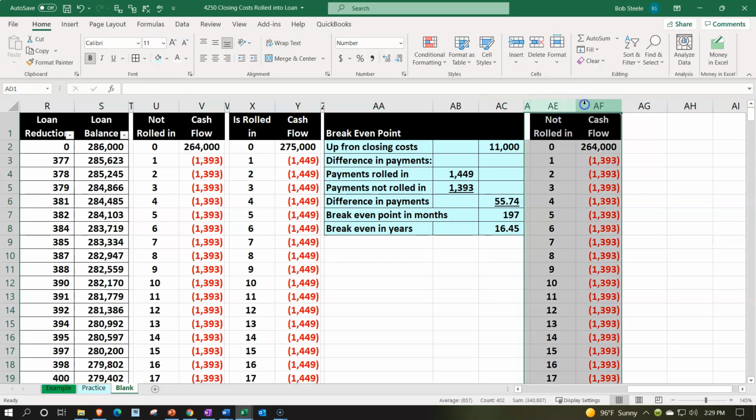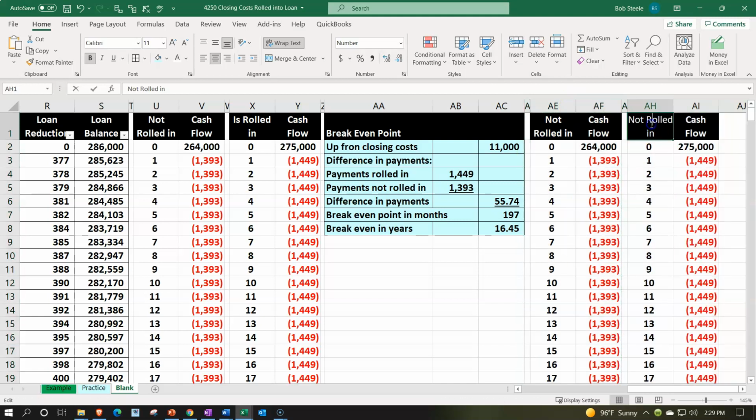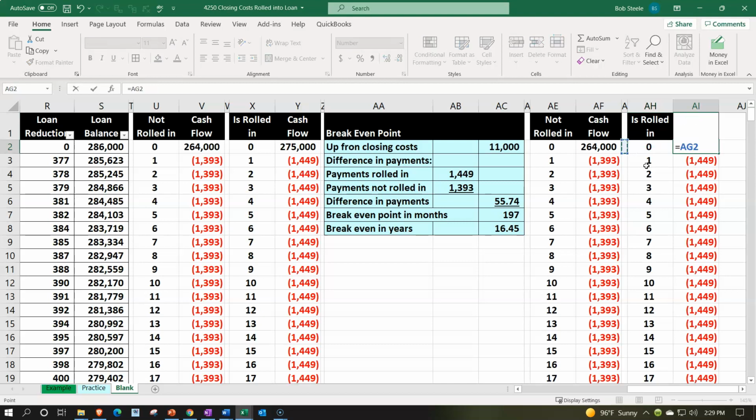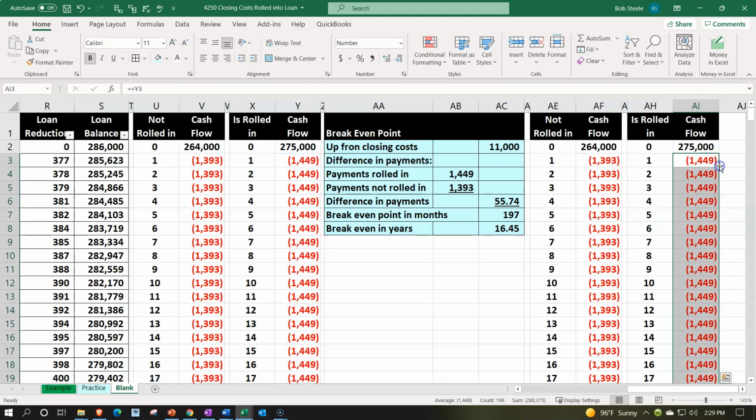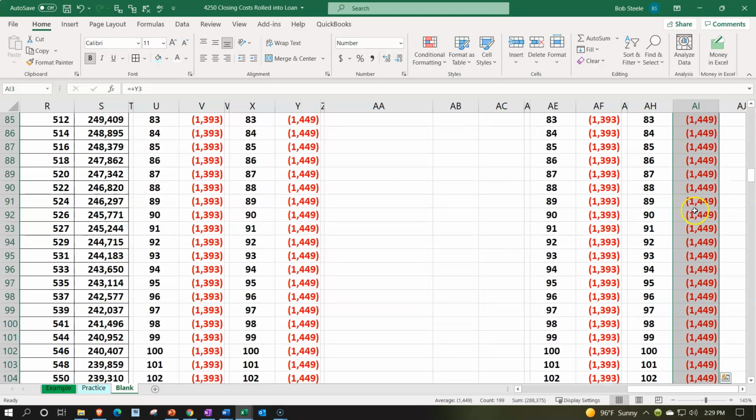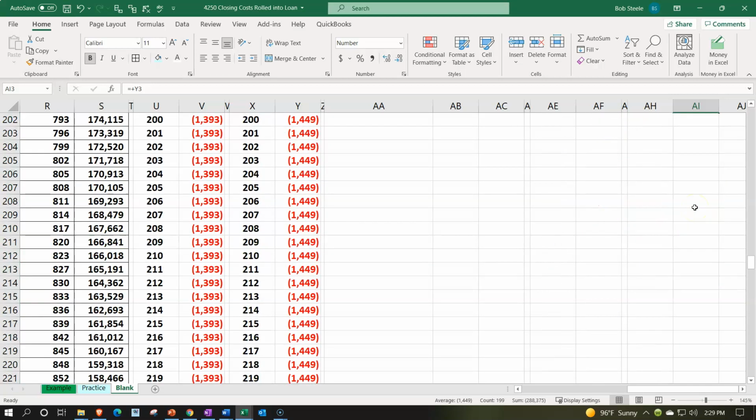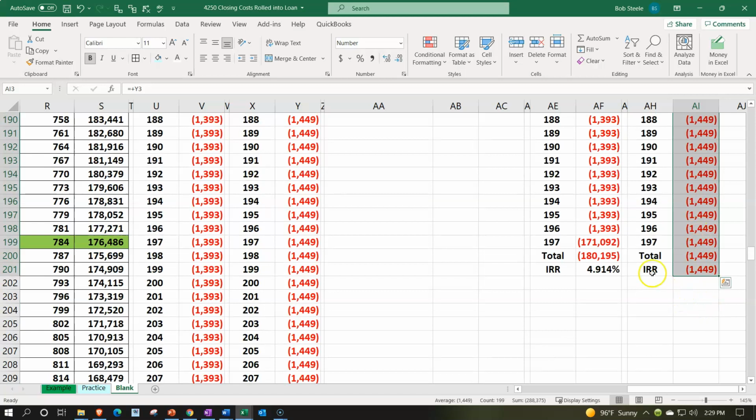We're going to copy these, put that over here. And this is going to be rolled in. This will equal the 175 now. And this will equal the 1449. Copying it down. And then we'll scroll down and check it out at the end here, which is closed out right there. That looks good.